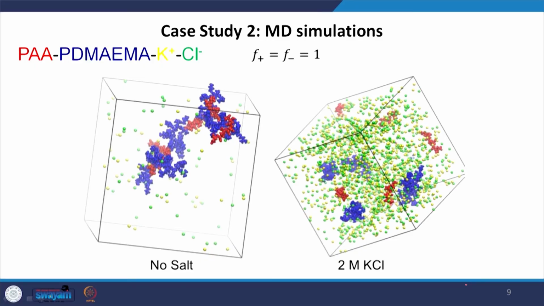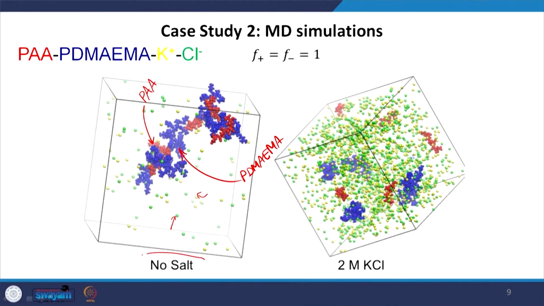In this particular case, I am simulating PAA and PDMAEMA, just one chain each of them. The blue ones here are my PDMAEMA, and you can see it is a long polymer chain, and the red ones here are the PAA. Again, there is only one chain, and these are my ionic species, potassium and chloride ions. There is also solvent in the system. The number of solvent molecules is actually huge because we are doing this in a liquid state, but I am not showing the solvent molecules just for the sake of clarity. This is what happens when there is no salt in the system, and this is what happens when you have salt in the system.